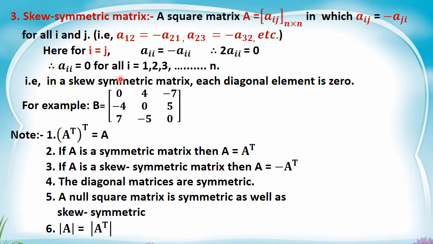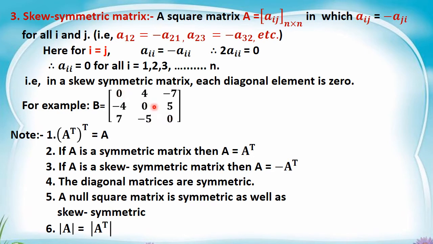Aii means the suffix numbers are equal, which means the elements lie on the diagonal. So, Aii equal to 0 for all i equal to 1, 2, 3, etc. That means A11 equal to 0, A22 equal to 0, and so on, Ann equal to 0. So, these all are diagonal elements. So, in a skew symmetric matrix, each diagonal element is 0. Example: B equals 0, 4, minus 7; minus 4, 0, 5; 7, minus 5, 0. You can observe that the diagonal elements are 0.